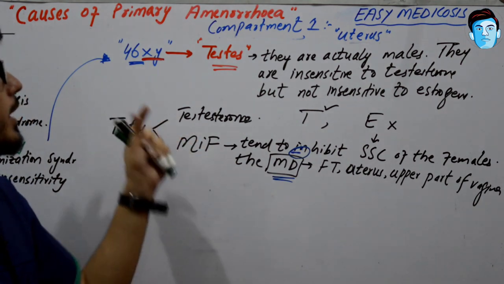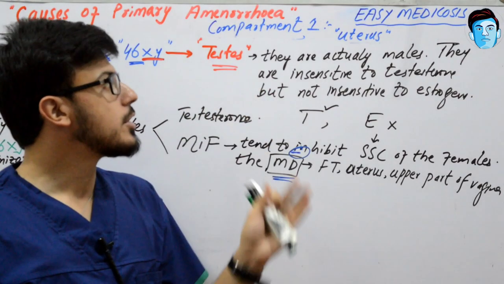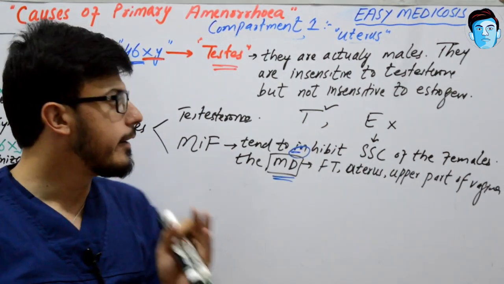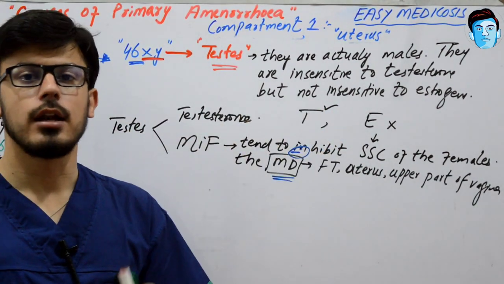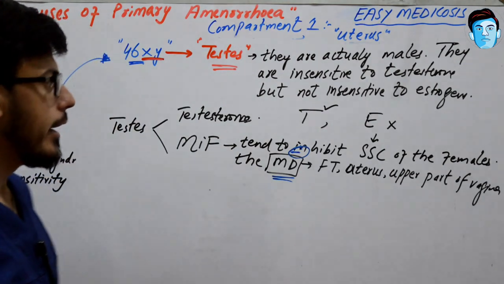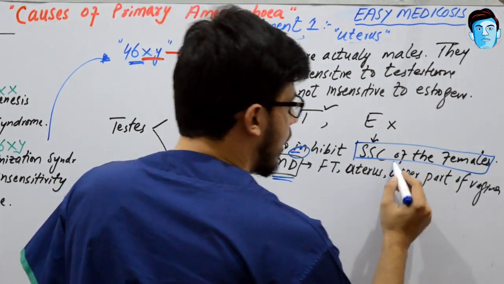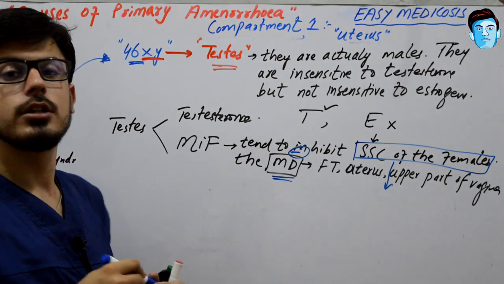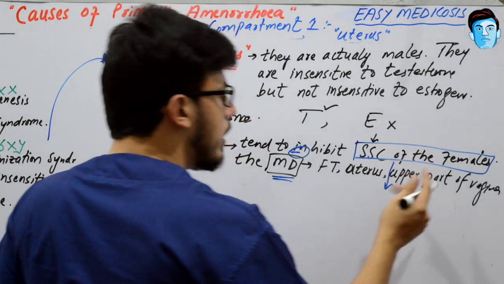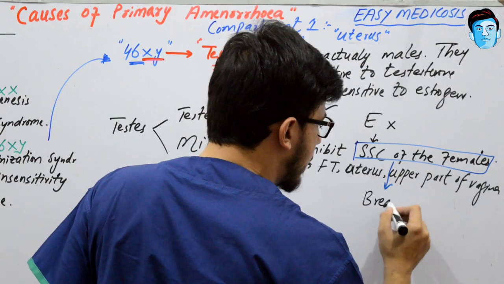Now, the problem is that these patients are insensitive to testosterone, but not insensitive to the estrogen, and that's the reason these patients are likely presented with female-like secondary sexual characteristics, and that's the main issue: they present with the appearance of females. And what are the typical manifestations of these patients? The typical clinical manifestations are just like females, like there is breast development.